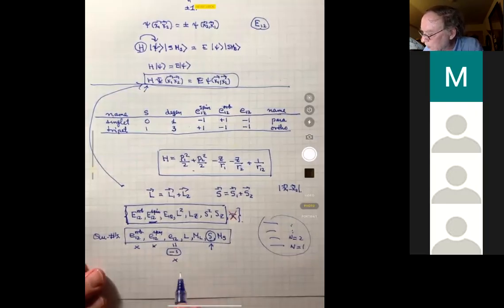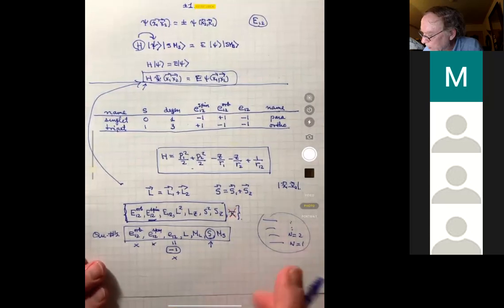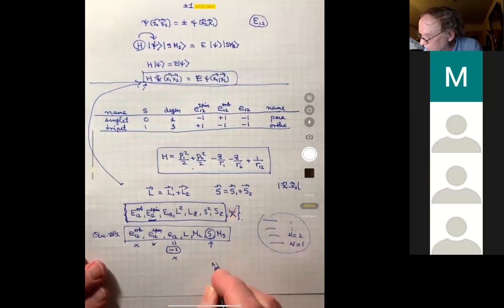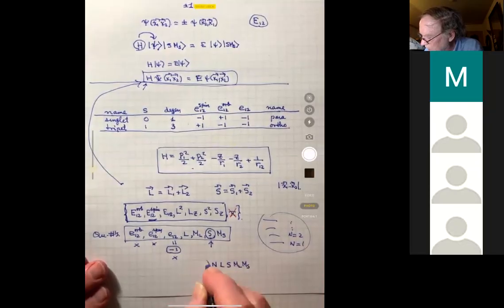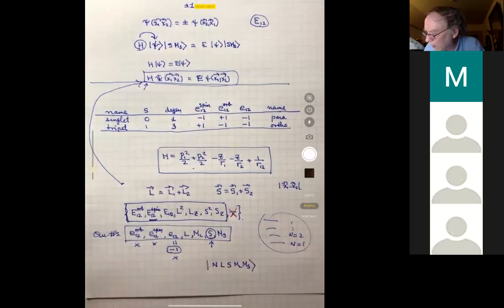So the result is that the energy eigenstates are characterized by sequencing numbers inside the symmetry class, and the symmetry class is determined by L and S and ML and MS. So we can write a ket with those quantum numbers like that. And we know then that those quantum numbers uniquely identify an energy eigenstate without doing any further work.